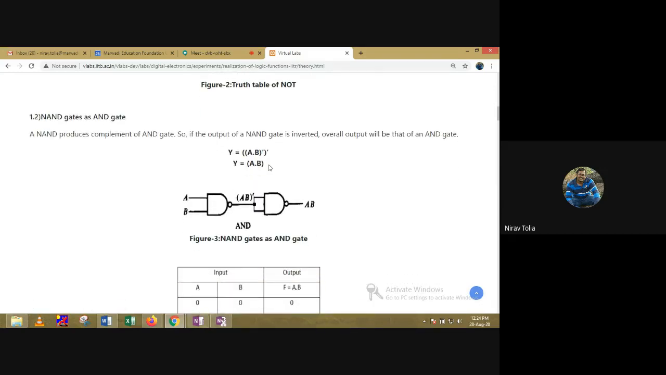Now the next one: the NAND gate is an AND gate followed by a NOT. So now we have to realize the AND gate by using a NAND gate.